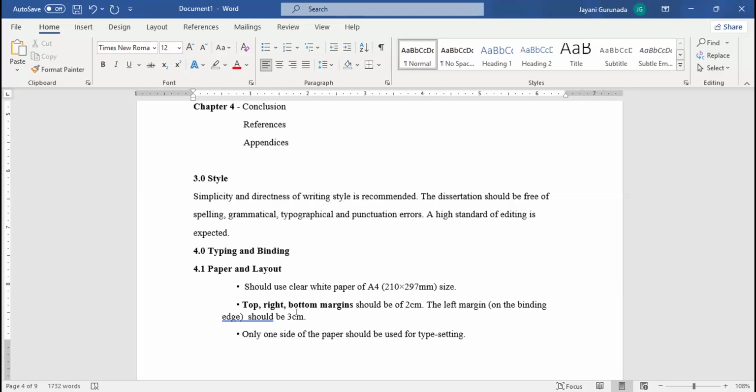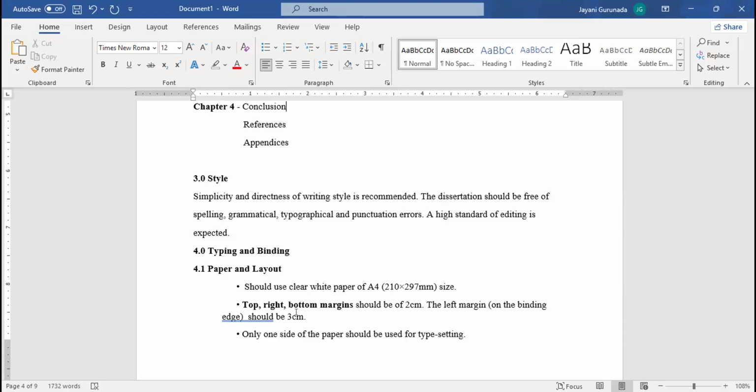The dissertation should be free of spelling and grammar mistakes, no typing errors, and no punctuation errors. You have to check all of that. A high standard of editing is expected. Make a proof draft, and after that you can give it to somebody for proofreading, grammar checking, spelling checking, right? You can write the first draft, then you go for the second draft, like that.